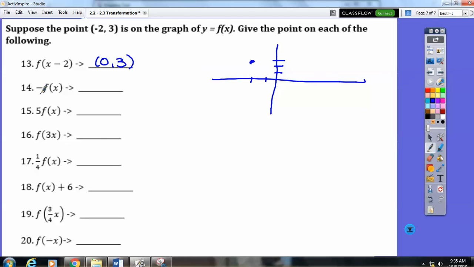So this one, a negative out in front, what does that do? Flips it over the x. So if you flip this over the x, where does it go? -2, -3. Or I've been telling you, outside is y. So if I have a negative on the outside, it's like putting a negative on my y. So -2, -3.